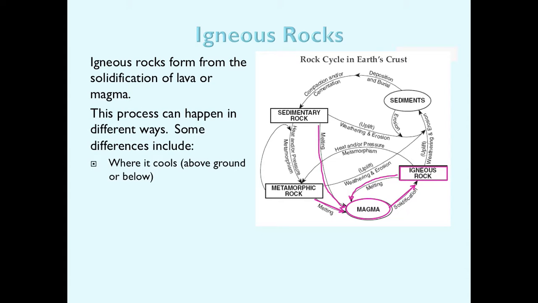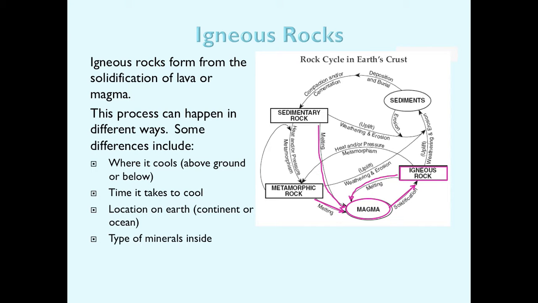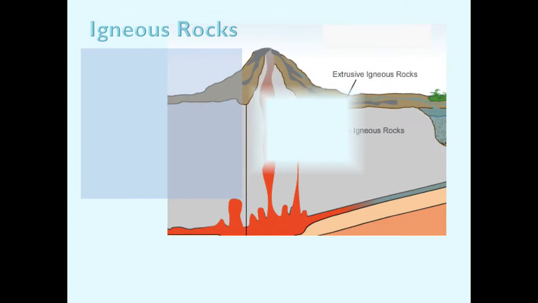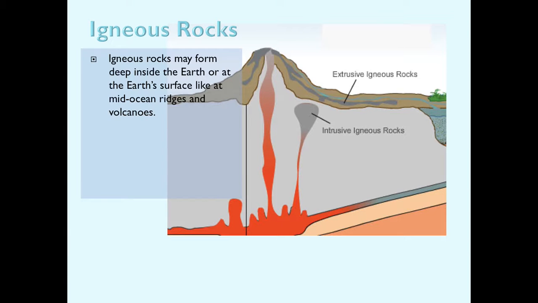Some differences include where it cools, above ground or below, how long it takes to cool, its location on Earth, whether it's in the continent or an ocean, and the type of minerals inside the rock. So this picture shows two different types of igneous rocks, extrusive and intrusive. Igneous rocks can form deep inside the Earth or at the Earth's surface. It causes a big difference in how long it takes the rock to cool.